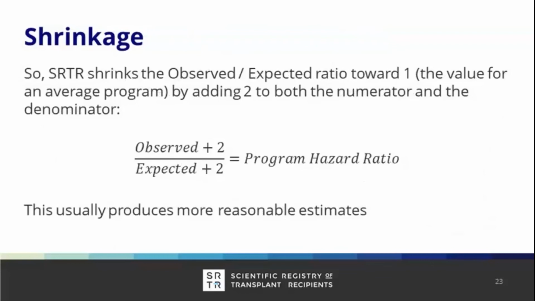So instead, we use what's called a shrinkage estimator. And what a shrinkage estimator is doing is it's pulling that observed to expected ratio toward some other number. In this case, the other number is 1. Now, 1 would be sort of the average for a program. Like a normal, typical program would have an observed to expected ratio of 1, would have a hazard ratio of 1. So the way that we do this mathematically, and there are complicated statistical justifications for why we use this particular formula, but the formula itself is not particularly complicated. We take the number of observed events and add 2 to it, and then we divide that by the number of expected events and add 2 to it, right? So this usually produces more reasonable estimates, okay?